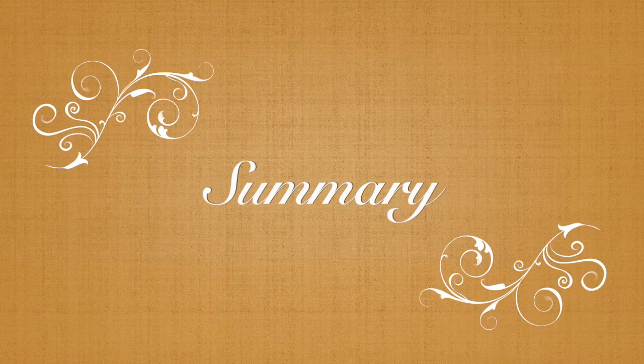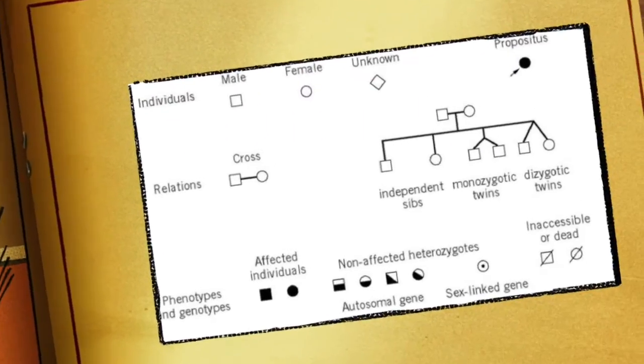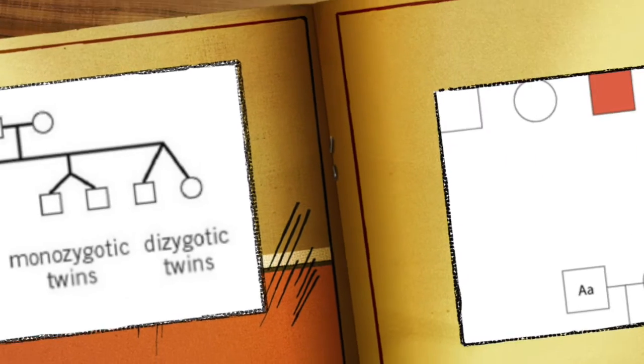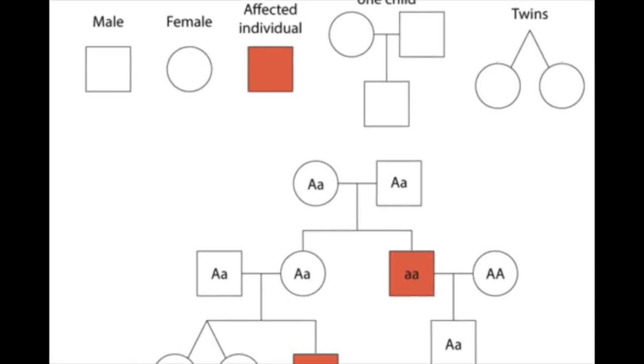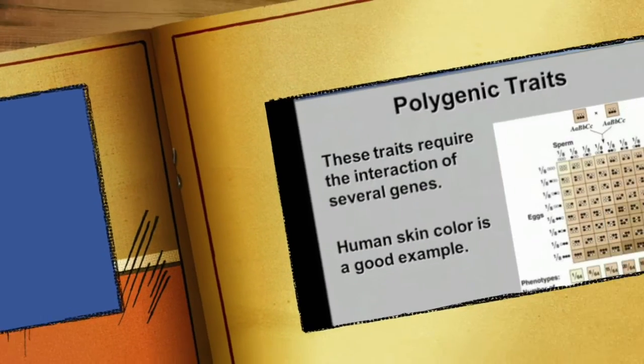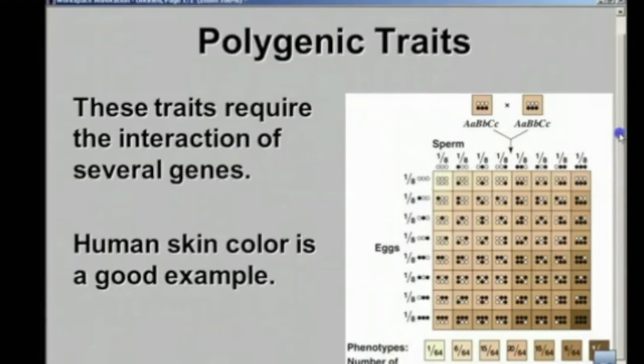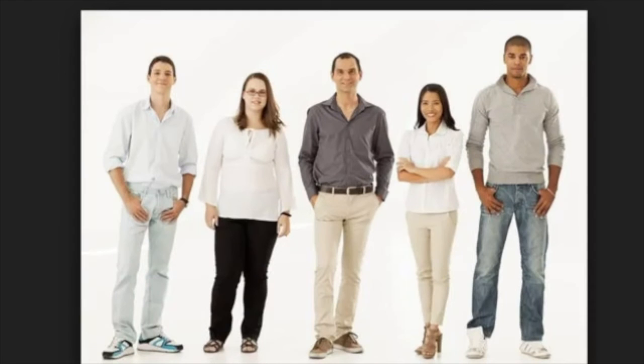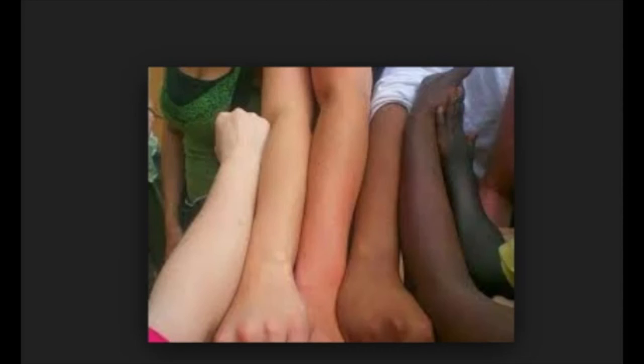Now let's summarize. A pedigree is a chart which shows the inheritance of a trait over several generations. From studying a pedigree, scientists can determine if a trait is sex-linked or autosomal. In polygenic inheritance, a trait is controlled by more than one gene. Examples of polygenic inheritance include height or skin color.